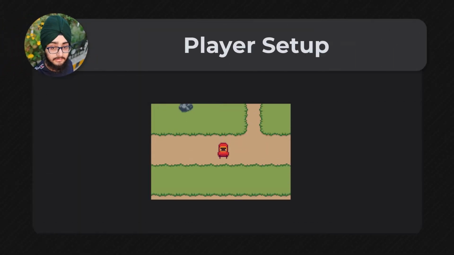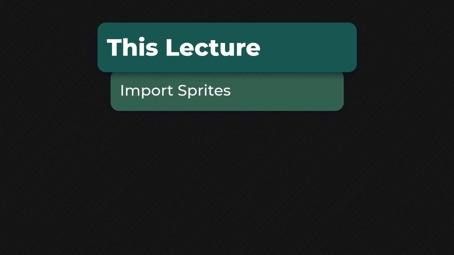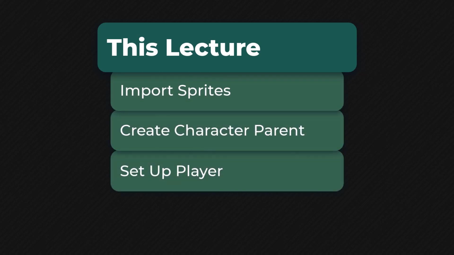Hi there, in this lecture we are gonna set up our player object. Making our player character with movement will be a lot of work, so I'm dividing this into separate lectures. In this lecture we are gonna import the player sprites, create a character parent, and set up the player object.